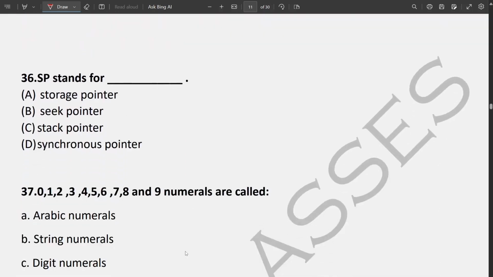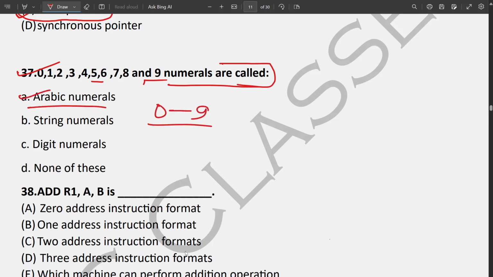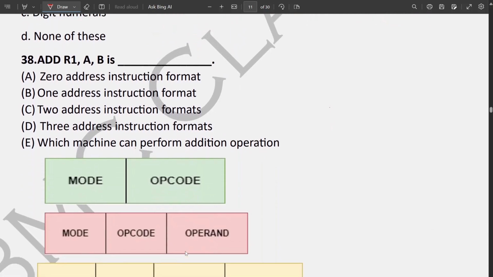Next, SP stands for what? S for stack and P for pointer. Stack pointer. Option number C is correct. 0, 1, 2, 3 to 9 numerals are called Arabic numerals. Next, option number is correct. ADD R1, A, B is a 3 address instruction format.